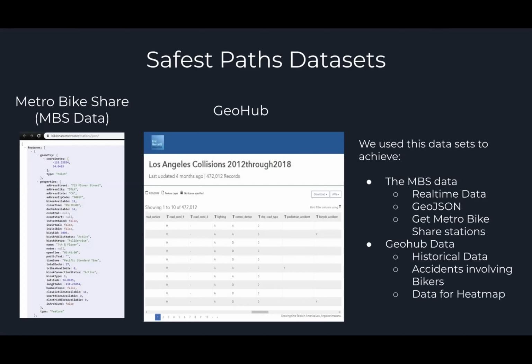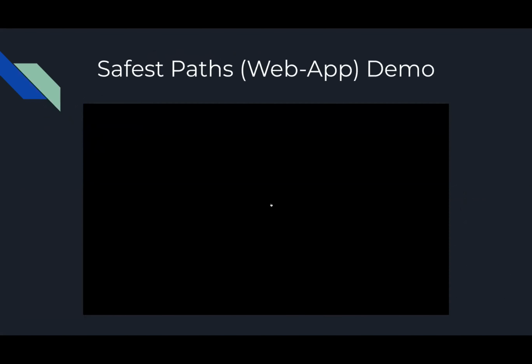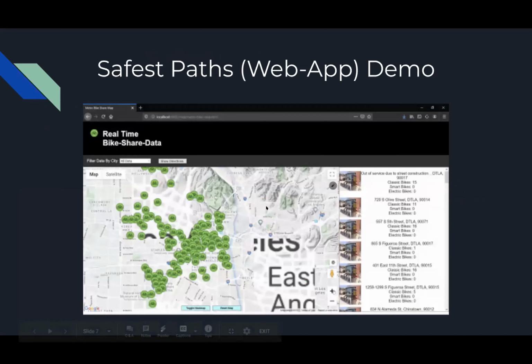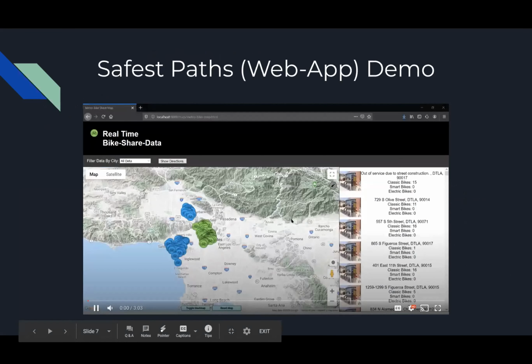as well as collision data that's provided to us via Los Angeles GeoHub in order to get all the traffic accidents involving bicycle accidents and also traffic collisions involving pedestrians. We use this data set as our historical data set in order to build our algorithm that will create a safe path rating for the user to use the different options they have. Next, I'll go ahead and demo safest path, the web application version of it.